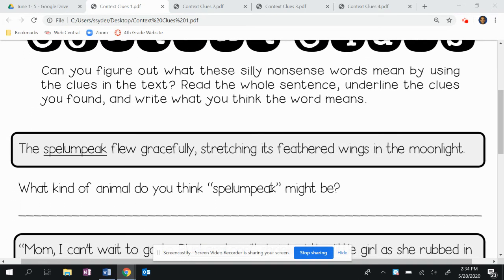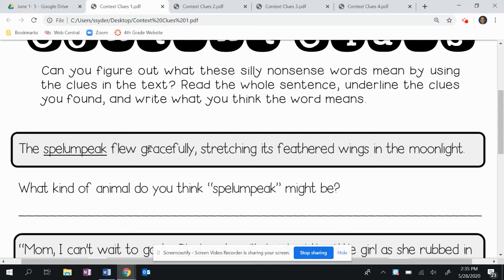Number 1 says, the spelunpeak flew gracefully, stretching its feathered wings in the moonlight. So I read the whole sentence. Now I want to look for context clues to help me guess the meaning. Here we have our unknown word, spelunpeak. Okay, so the spelunpeak flew gracefully. Flew is a clue. I can look at what flies. Airplanes fly, birds fly, butterflies fly.